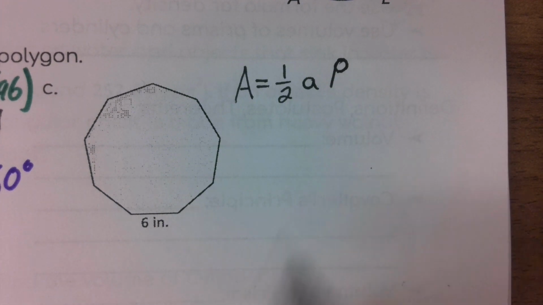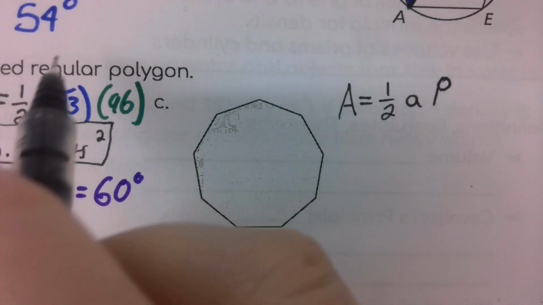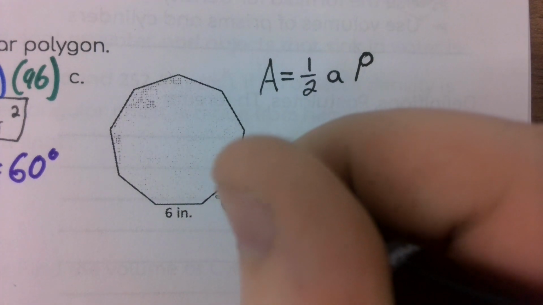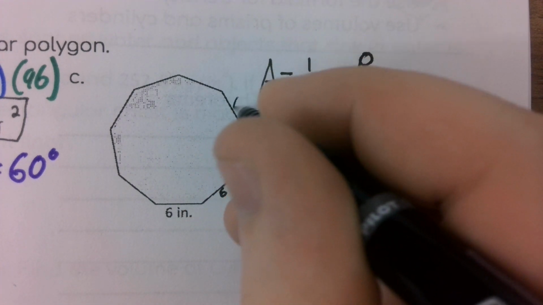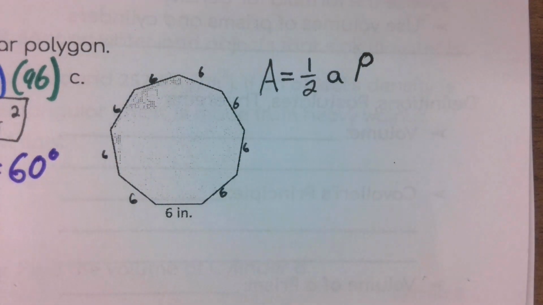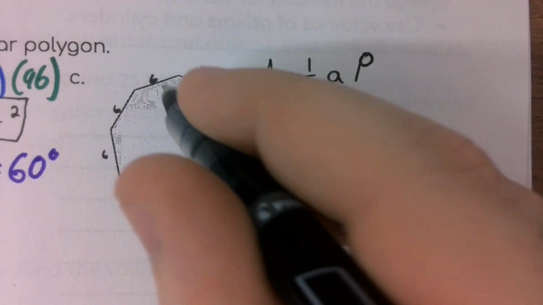If one side of this regular polygon is 6, and again it says it's a regular polygon, that means all of the sides are just 6. So this is 6, this is 6, another one, another one, and so on around the polygon. How many 6s do we have here?